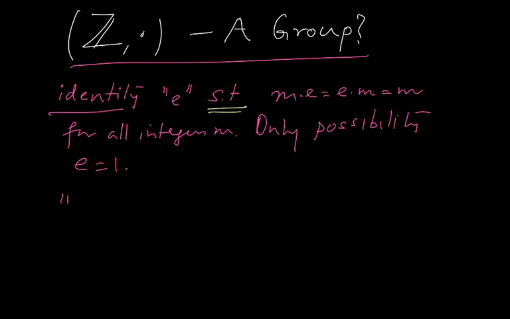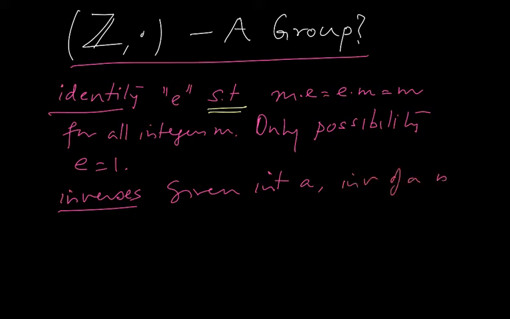Now, what about inverses? Given an integer A, the inverse of A is an integer, let's call it B, such that A times B equals B times A equals E. And in this particular case, we have decided that E can only be 1. So we're asking that given an integer A, there has to be another integer B such that A times B is B times A equals 1.